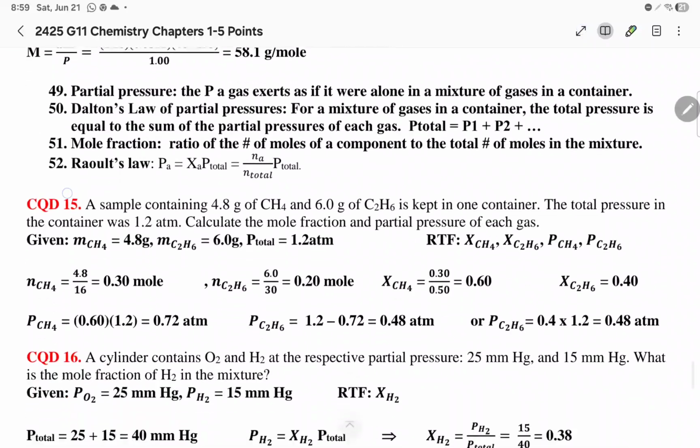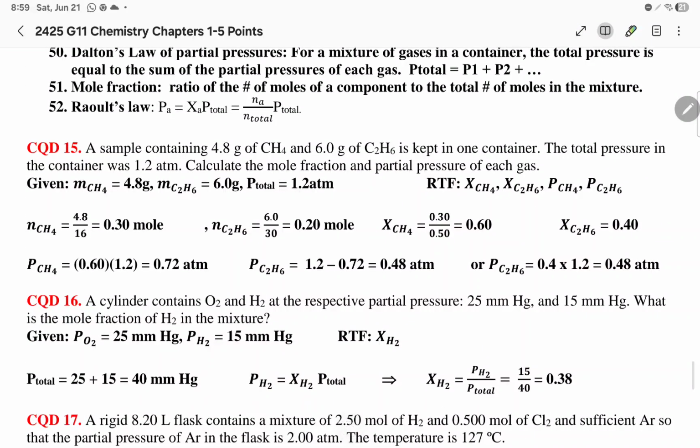Now let's move on. A sample containing 4.8 grams of CH4 and 6 grams of C2H6 are kept in one container. Total pressure was 1.2. Calculate the mole fraction and the partial pressure of each gas. To find the mole fraction, you need to find the moles. So the mass of CH4 is 4.8 and the mass of C2H6 is 6. To find the moles of CH4, you divide the 4.8 by the 16, which is the molar mass of CH4, so it's 0.3 moles. And for C2H6, you do the exact same, which is 0.2.